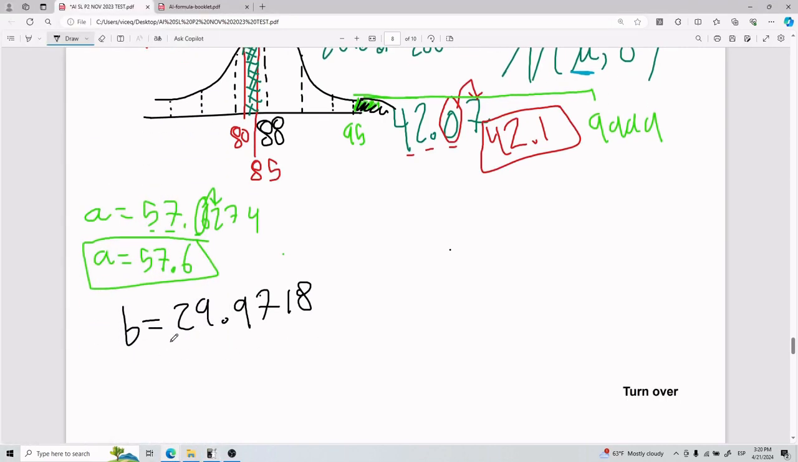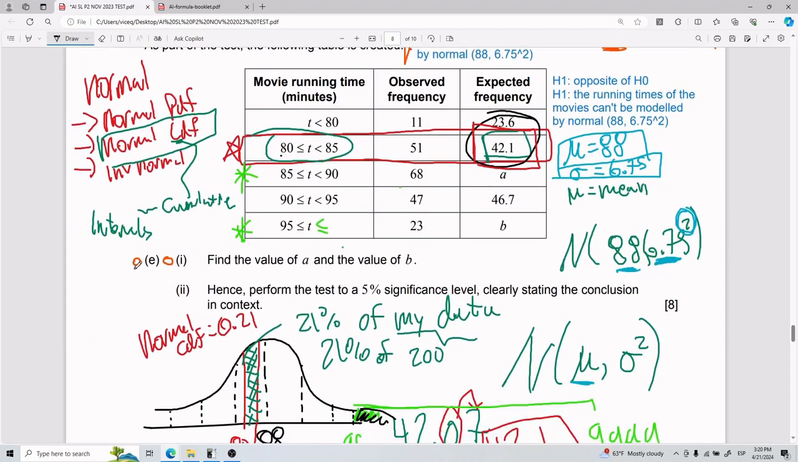And if you want to count significant figures, you say 1, 2, 3, round it up or down. Here you would round it up, so you actually end up with 30.0 for B. And that is for part E, part I.